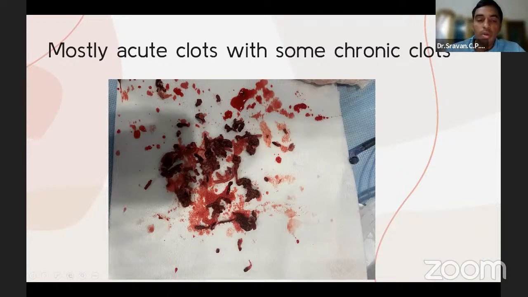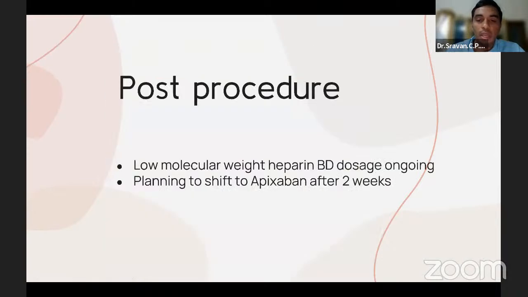Post-procedure, she is still on low molecular weight heparin, twice a day dosage. And after completion of 2 weeks, I'm planning to switch her over to apixaban full dose. Thank you.